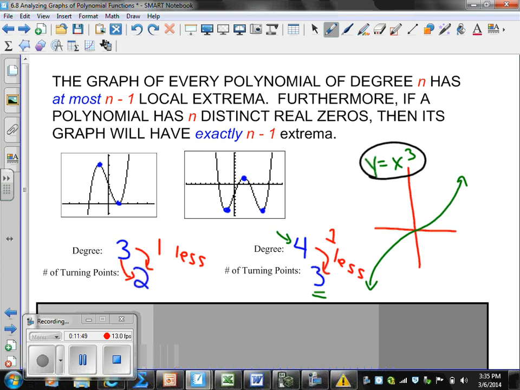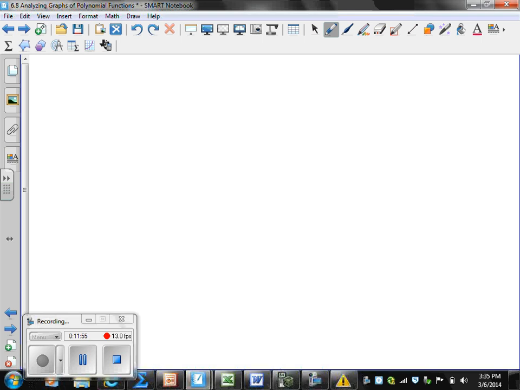So here's a wrap-up question for you. If we have a function that has 7 turning points, then what is the minimum degree that our function could have? We might have more than this, but what would be the minimum? Okay, if you said that it would have to be at least degree 8, then you got the idea.